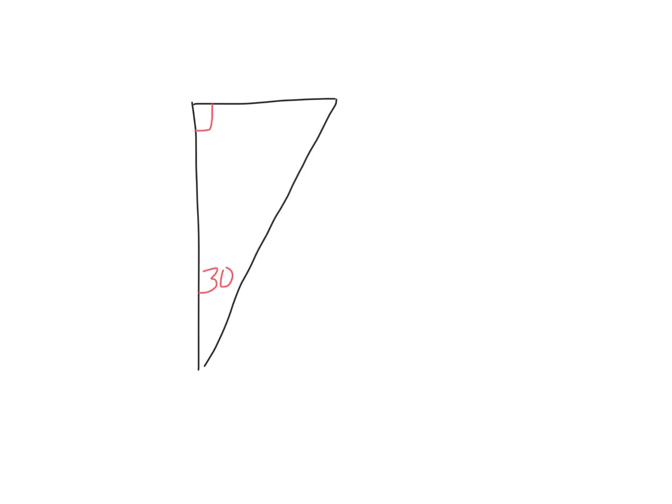Working with 30, 60, 90 triangles, we start with our, what kind of triangle are we working with? A right triangle. Okay, so we have our right triangle, and then we have 30 degrees and 60. Let's talk about labeling our sides. So the most important side with a 30, 60, 90 triangle is that short side. So put an X on that short side, and then I want you to circle that side. That side is the most important to us.